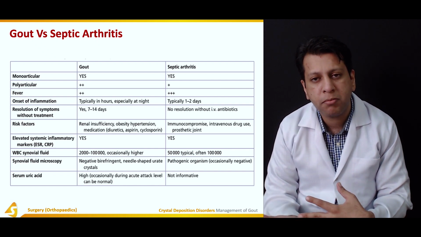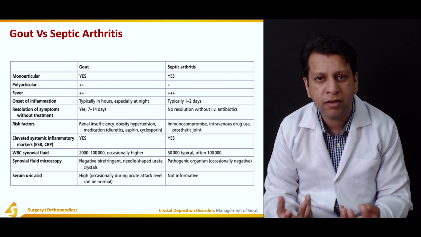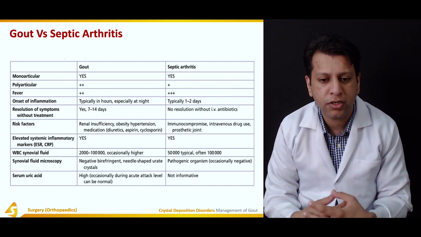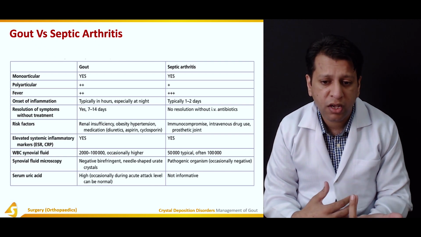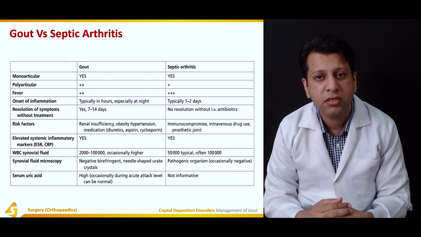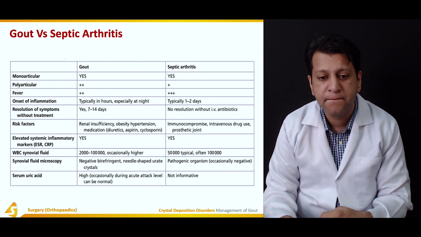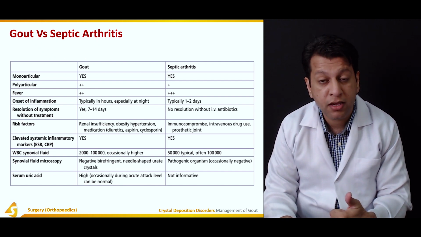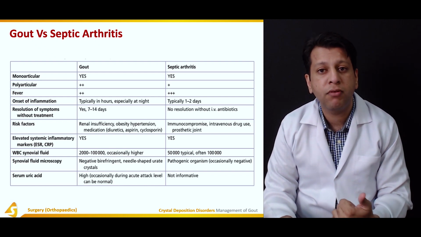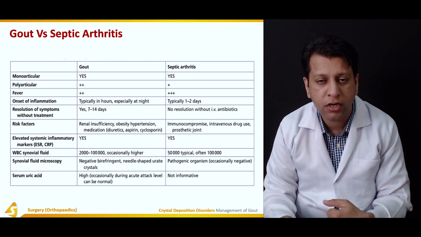While in septic arthritis, that will be negative, but if you do Gram staining or ZN staining, that would eventually come out positive. Serum uric acid is always high in gout, and usually has nothing to do with septic arthritis. So if you're suspecting gout, it's uric acid and synovial fluid microscopy, which would show negative birefringence in polarized light.